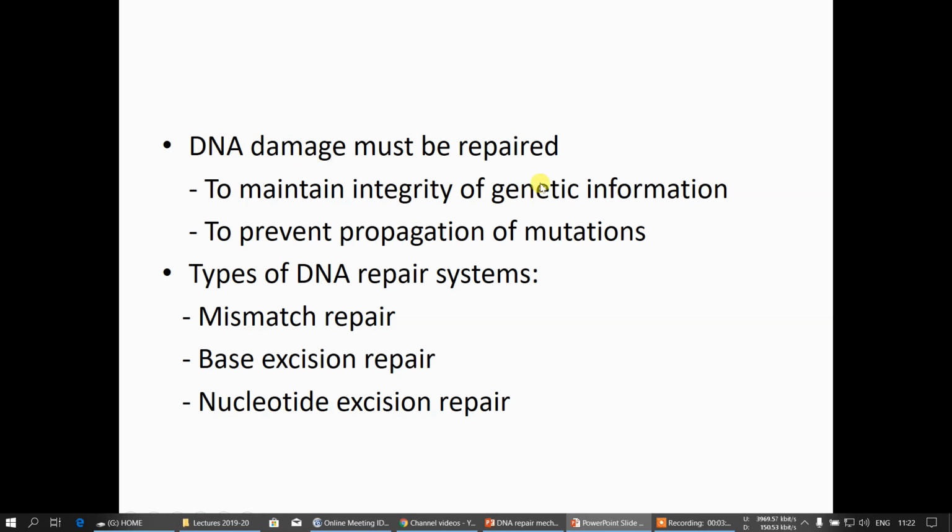So DNA damage must be repaired. Why does it require repairing? To maintain the integrity of genetic information, which may be transferred from one generation to the other, and to prevent the propagation of mutations. Mutation can be prevented by DNA repair. Mainly three types of DNA repair systems are there: mismatch repair, base excision repair, and nucleotide excision repair.